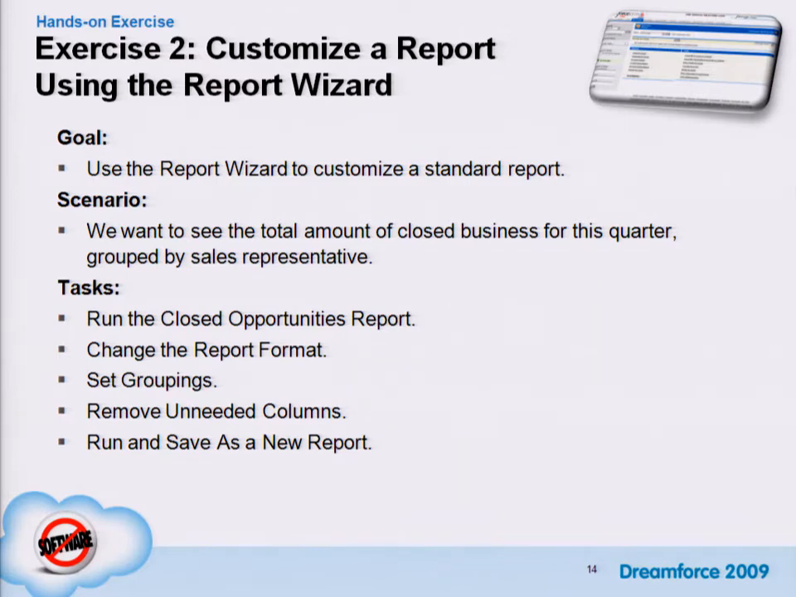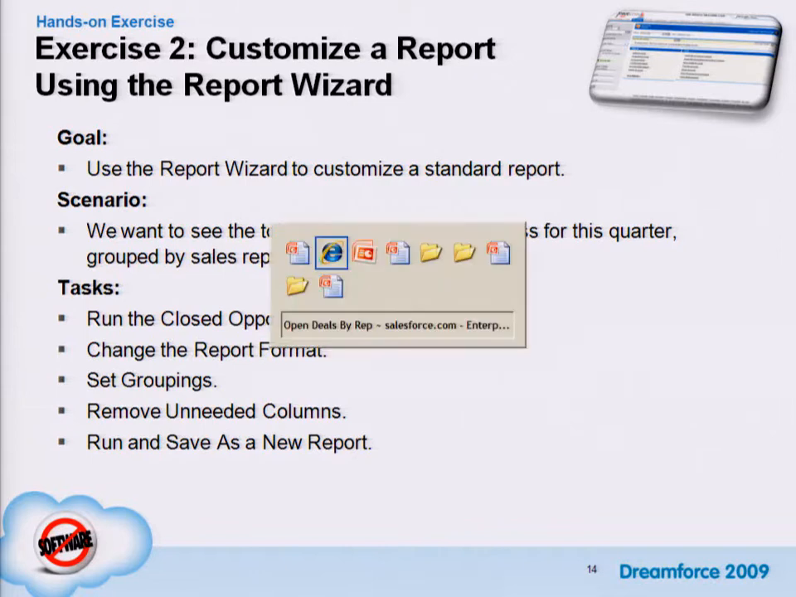The first change is we're going to change the report format. It's actually a tabular report. We're going to turn it into a summary report, and we're going to group it by the sales rep. And we're also going to do a second grouping on account name. Okay? We're going to modify the columns, and then we're going to save it as a brand new report. Are you ready? All right, let's go back to the Reports tab.